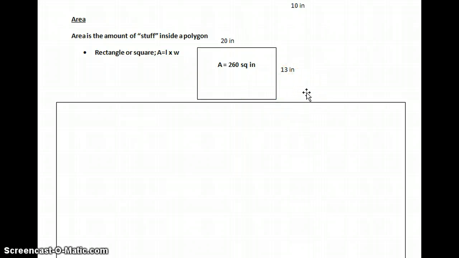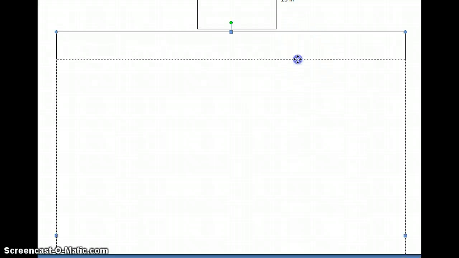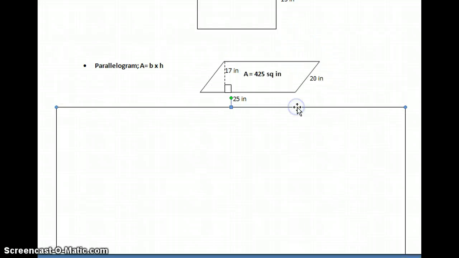I chose to use the SQ instead of the little exponent 2 there, but try to remember to put square inches. Now if I get to my next area, which is a parallelogram, and notice a parallelogram is kind of like a modified rectangle. In this course, you'll always be given this dotted line, which is the height. So our formula for parallelogram is basically the same thing, but we now call it base and height instead of length and width. So in this parallelogram, I would multiply the base, which is 25, times the height, which is 17, to get my 425 square inches.